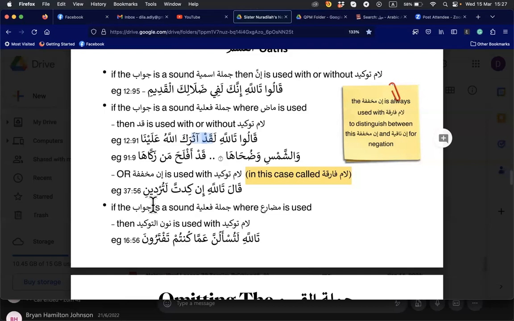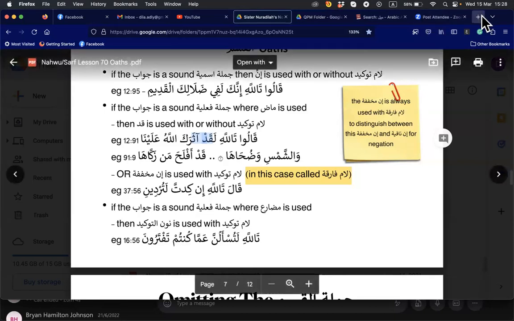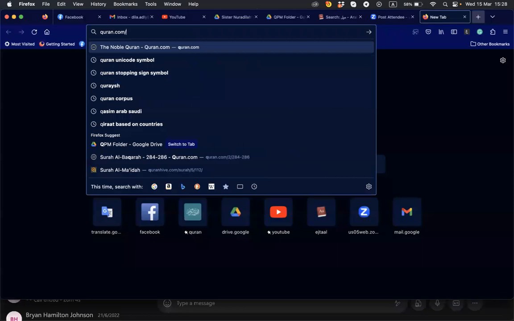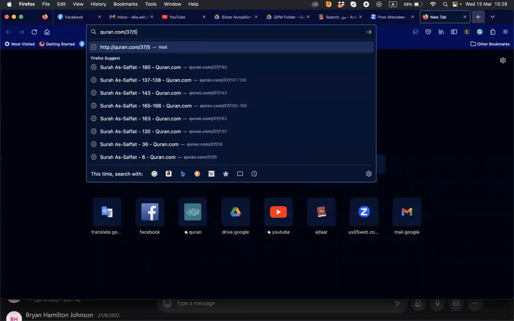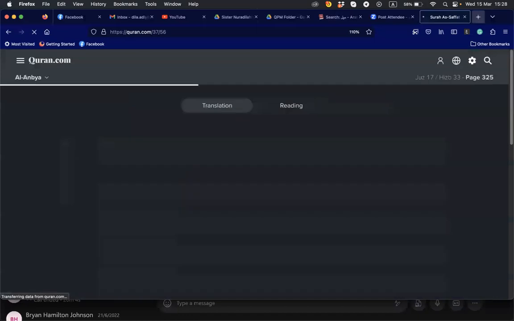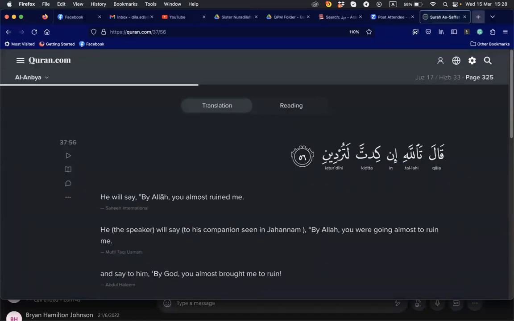La turdina, qalat Allah. What does turdina mean? Turdin. I can't remember. Ra, dal, nun. 37:56, let's go there, in the Quran. Almost. This one means almost. You almost ruin me. Yes. So this one means almost. Kada yakadu, not kada yakidu. So this is kaf waw dal.